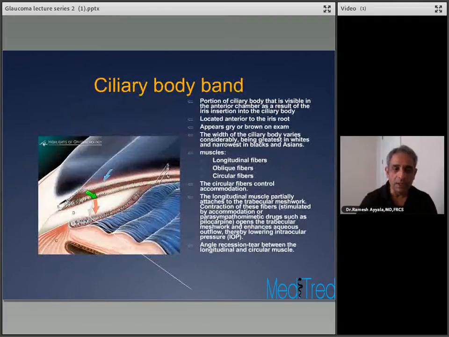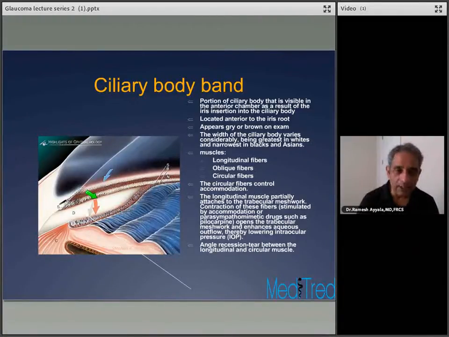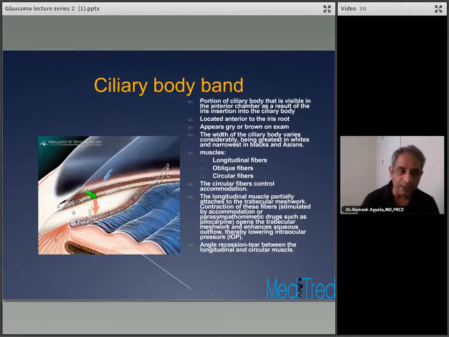Now let's talk about each one of these structures as viewed through gonioscopy. There will be a separate lecture on gonioscopy, but I want you to understand the relevant anatomy before you listen to the gonioscopy lecture itself. So what is the ciliary body? The portion that's visible in the angle is the anterior face of the ciliary body. Here, following the disinsertion of the iris root, you can see the face of the ciliary body clearly visible.